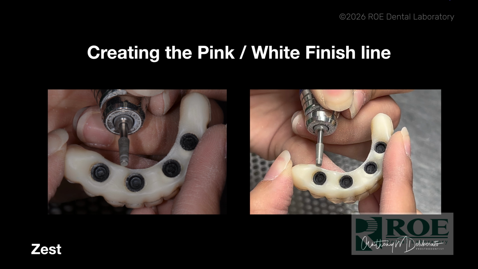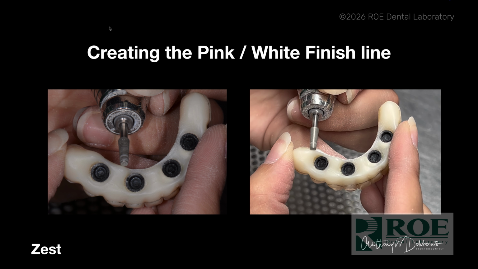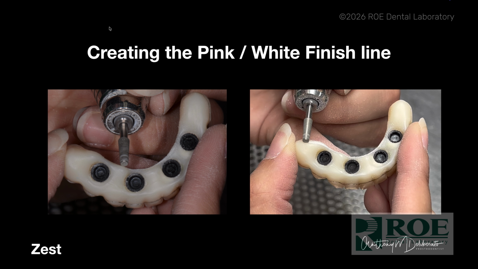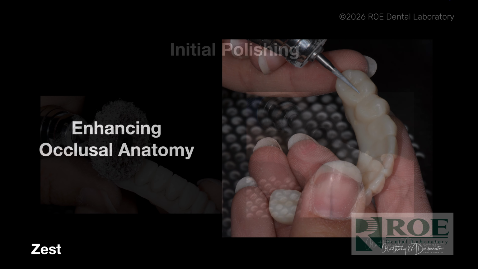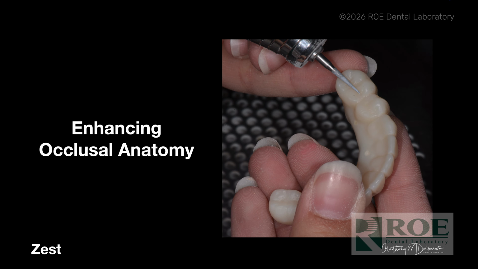Trying to make the anatomy of the gingiva look more realistic. And then the technician will place a little finishing line so that the pink ends at a 90-degree angle to give it strength and have a firm distinction between where the pink and the white ends. And now we're going to use different wheels so we can polish this up. We're going to make sure our anatomy is nice and defined.